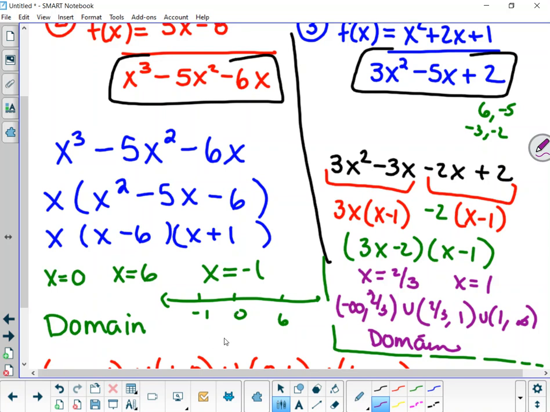X-intercepts are going to come from the numerator. We'll figure out where the holes are. We'll figure out where the vertical asymptotes are from this. We'll figure out where the roots are from the numerator. And then we'll figure out end behavior. And then we'll be able to make the graph.